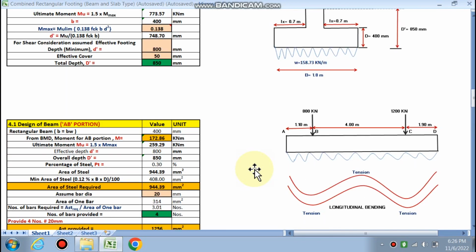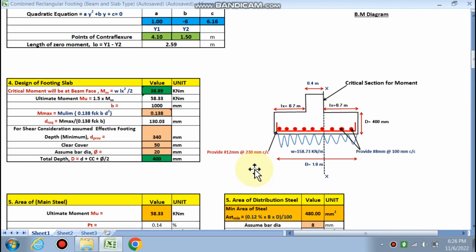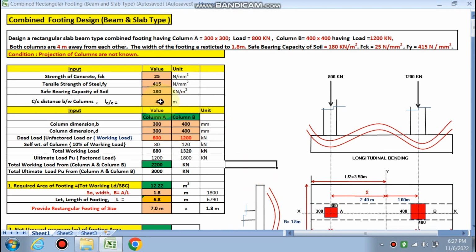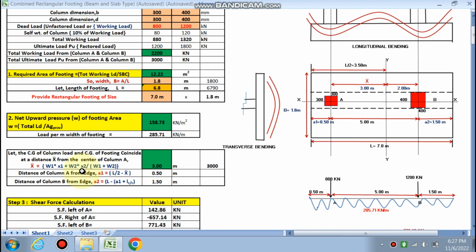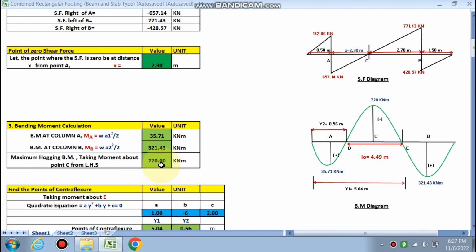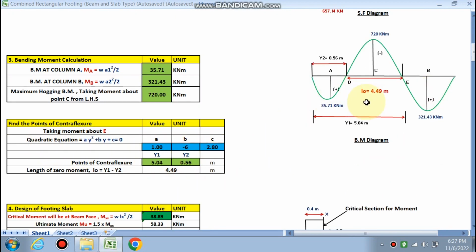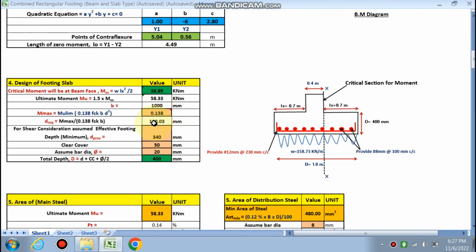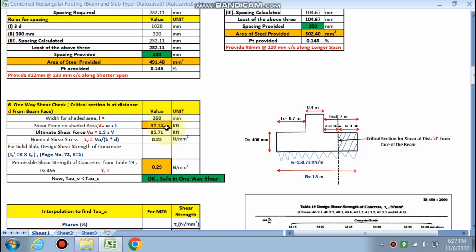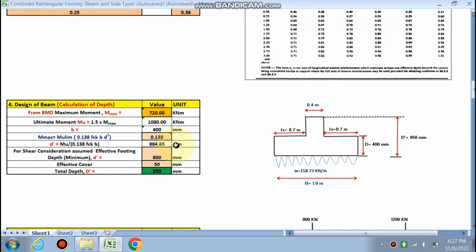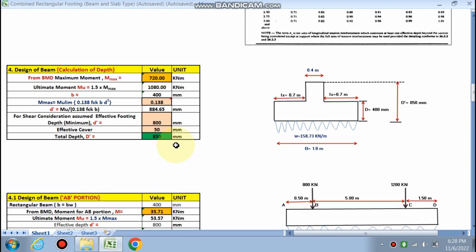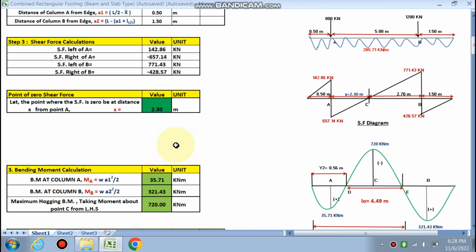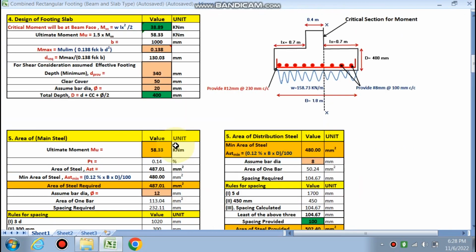So friends, in this spreadsheet, we have designed the beam and slab type combined footing. If you change a value, like the center to center distance, now you can see that all the values of projection have changed, the shear force calculation has changed, the point of contraflexure has changed to 4.49, the values have changed, right. If you change the dia, you will find that every value changes accordingly. So friends, this is the spreadsheet to design a beam and slab type combined footing, and you can design it very quickly and accurately.